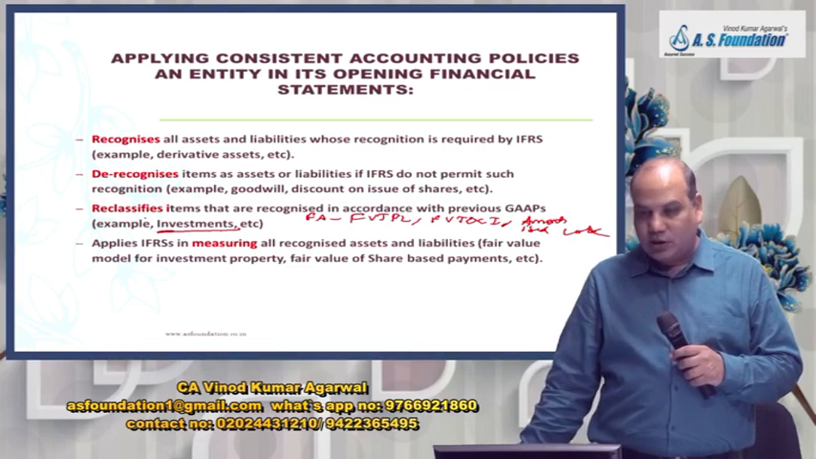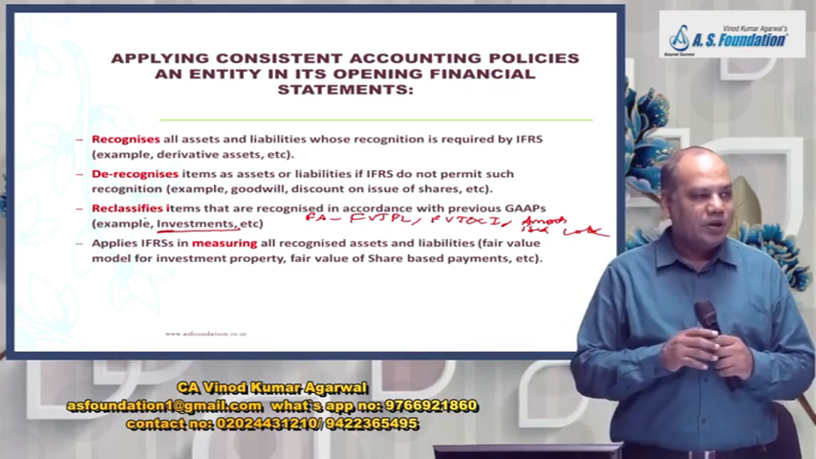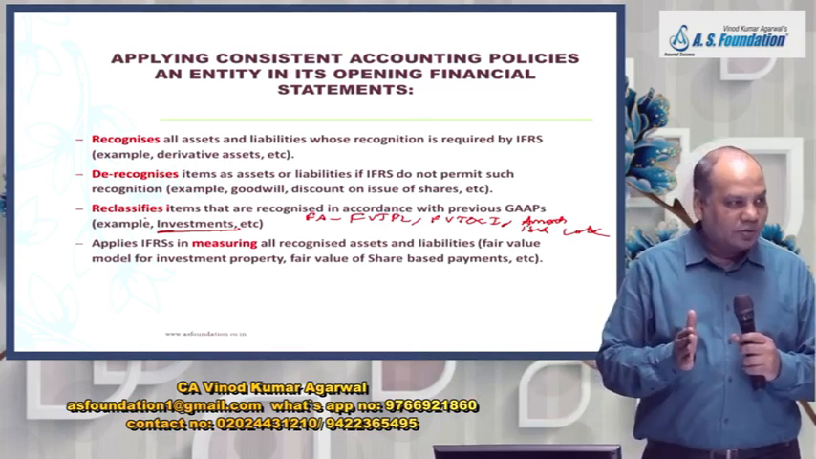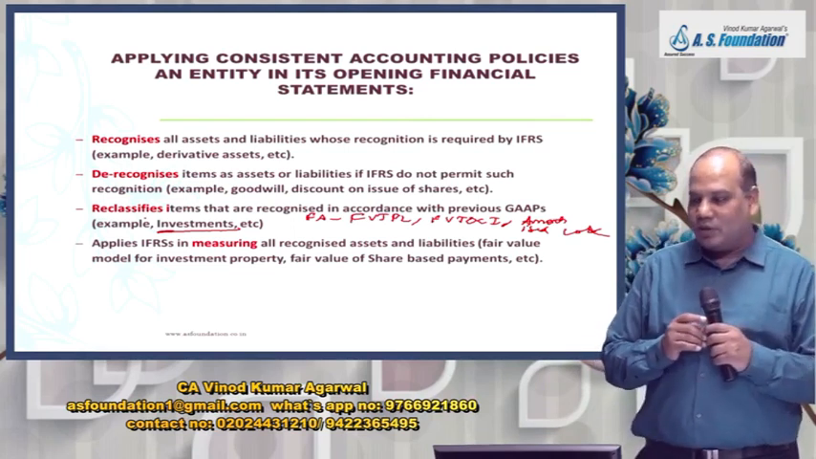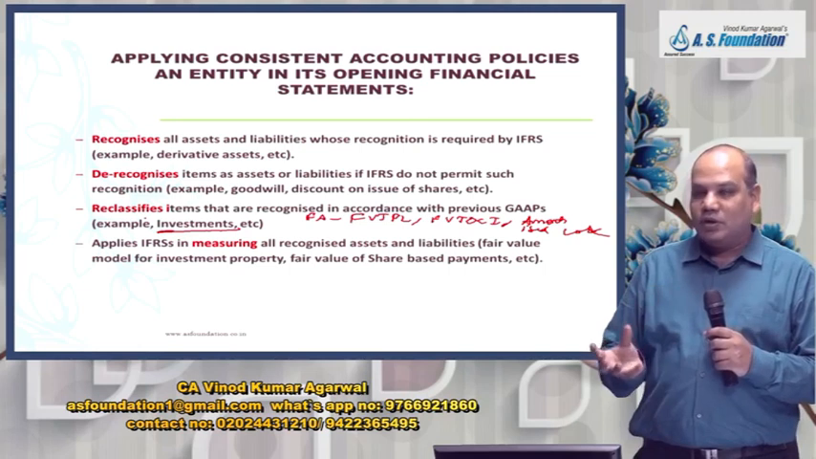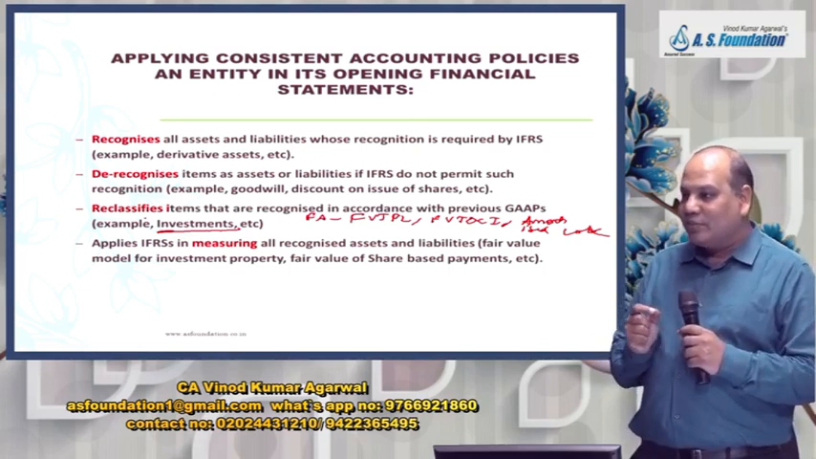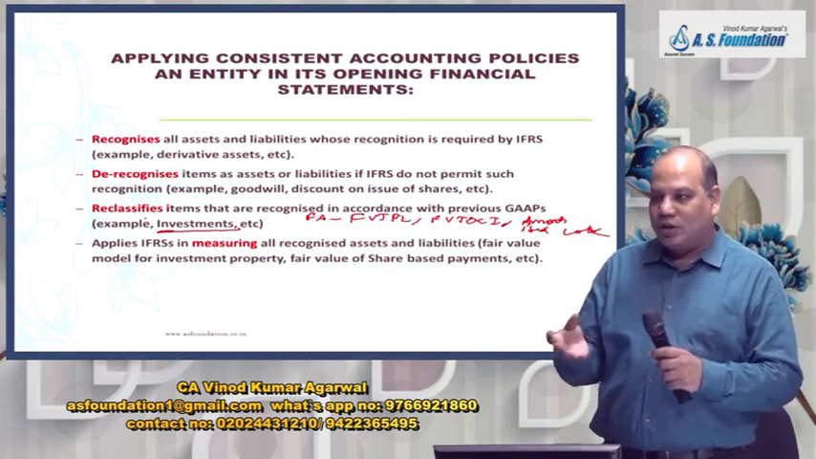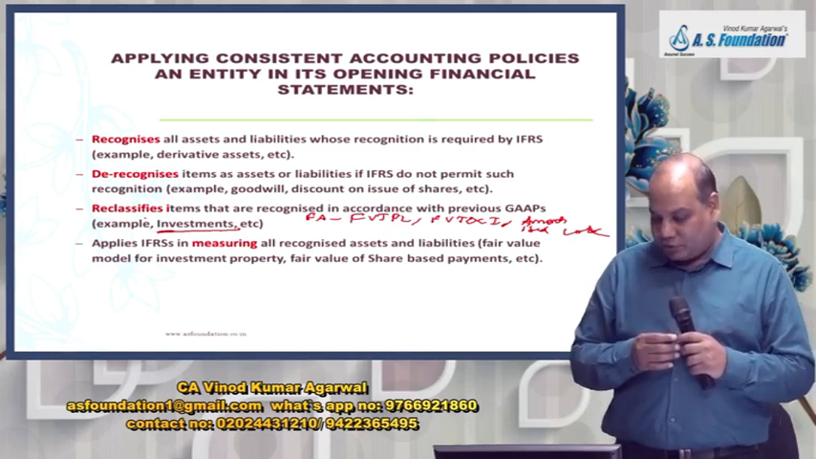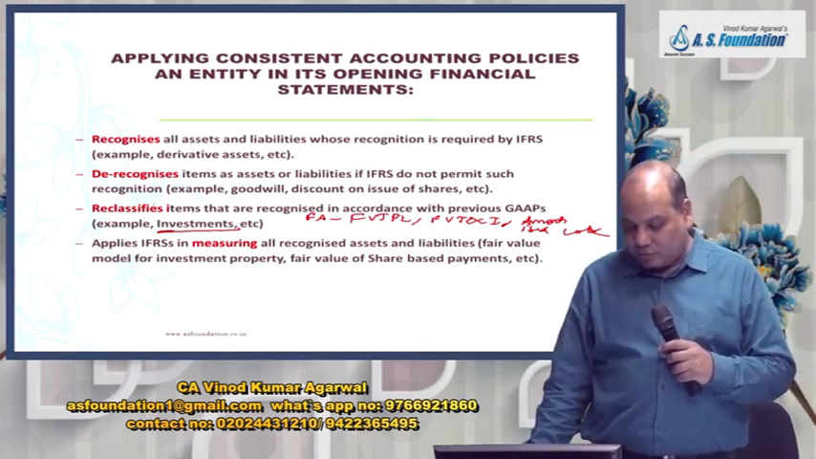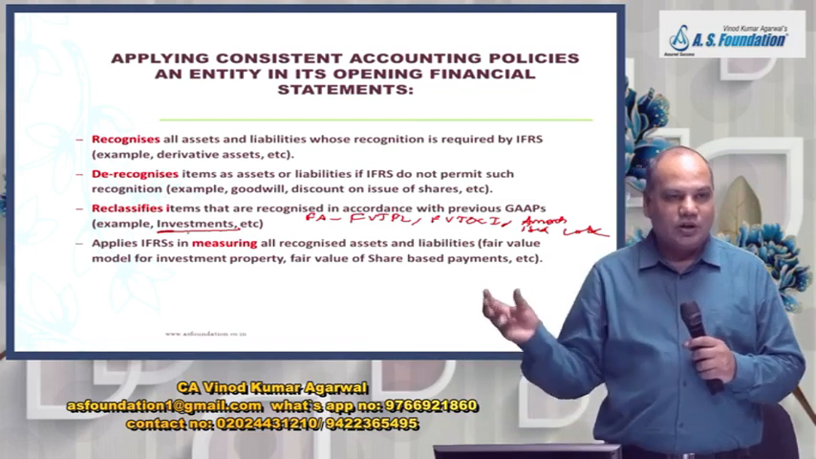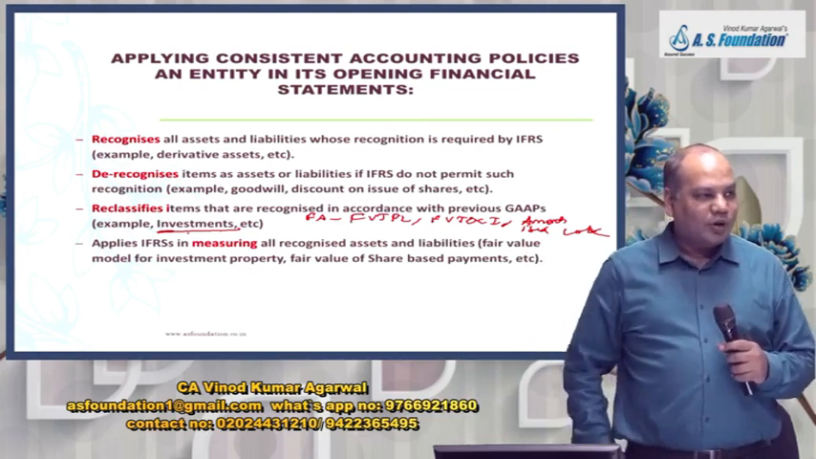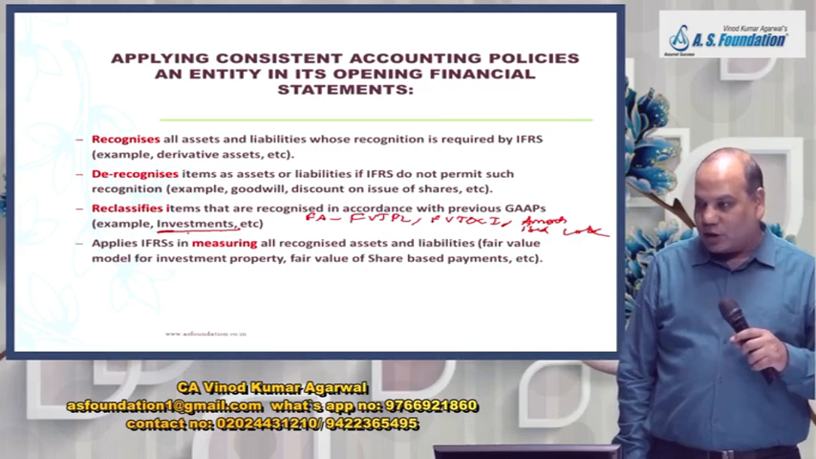One more example is, earlier in many GAAPs, investment property does not appear as a separate category. It appears as a part of either investment or property, plant and equipment. But in IFRS, there is a separate category called investment property. So you have to remove it from PPE and show it as investment property. Okay. Then in case of IFRS, we have something called biological assets. In many previous GAAPs, many other GAAPs, there is no item called biological assets. So those you have to reclassify.